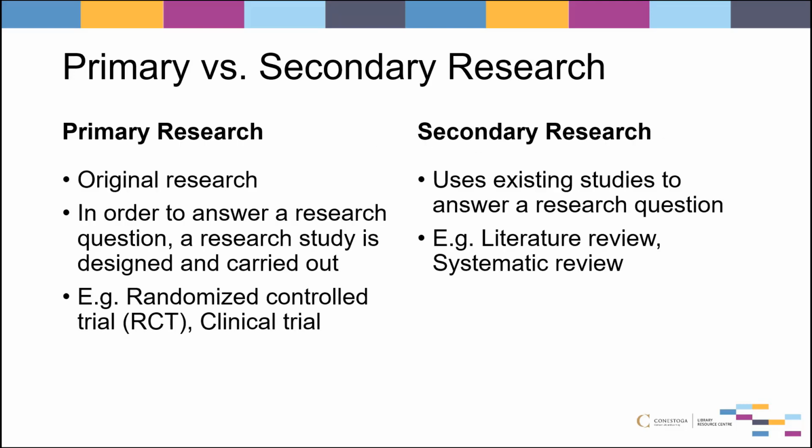Let's turn now to primary versus secondary research. Primary research is also known as original research. A research study is designed and carried out, and the results are reported in the form of a research article. Common examples of primary research include randomized control trials, RCTs, or clinical trials. In the case of secondary research, instead of designing and carrying out a research study, a search of the literature is conducted to find existing studies, and based on the findings, a research article is written. Common examples of secondary research include literature reviews and systematic reviews.